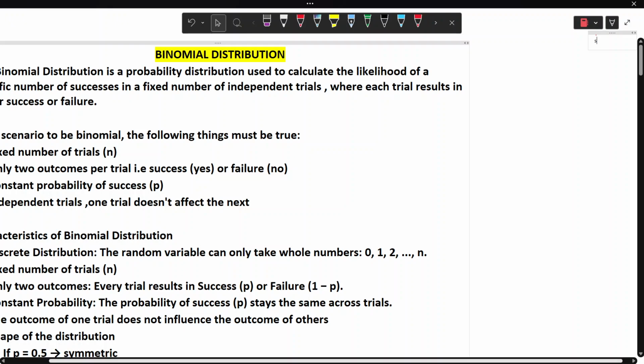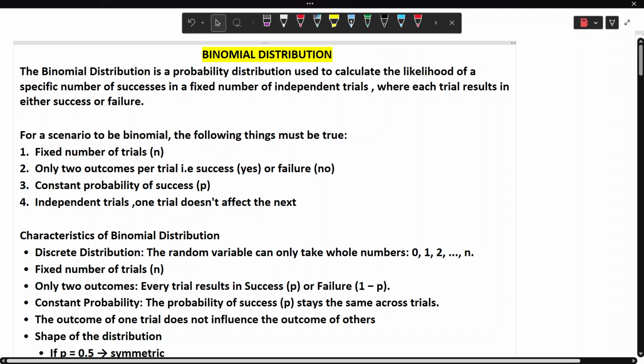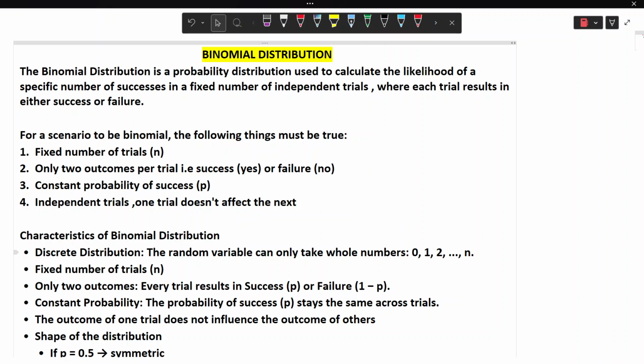Hello guys, welcome to another video on probability distribution. In today's video, our main focus will be on binomial distribution.